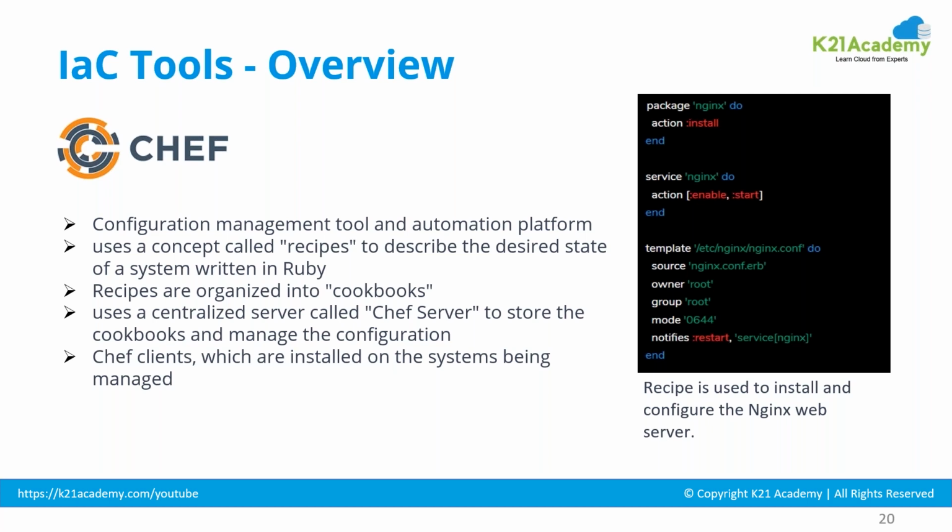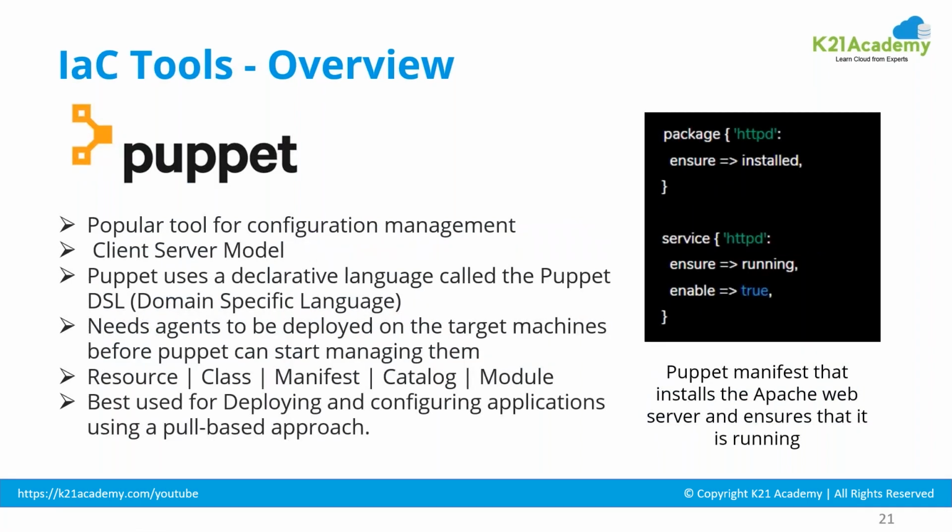Here you define the state of your software, whatever you want. Like here, if you see the Nginx server, you are going to install and configure it, with the owner, group, and permissions. You define everything, and then this is going to be deployed on the infrastructure. So everything here works over and above the infrastructure. Same as Chef, you also have Puppet, which is a popular configuration management tool. Again, it uses the client server model, and it uses the manifest file for installing.